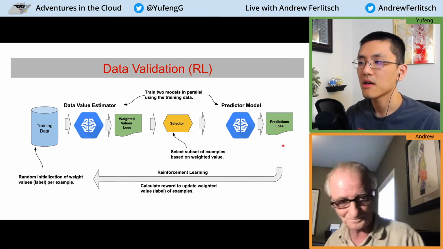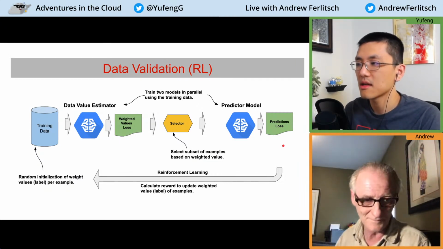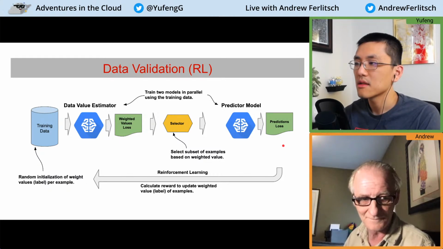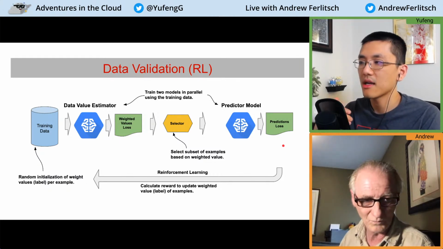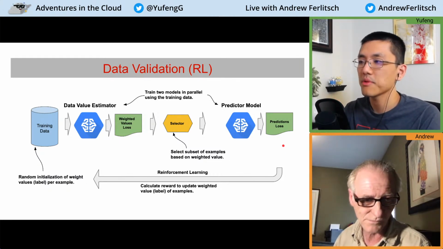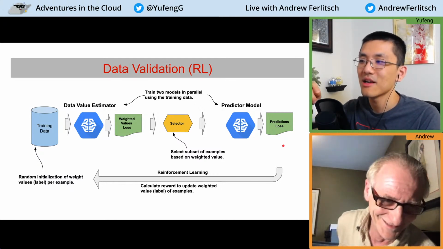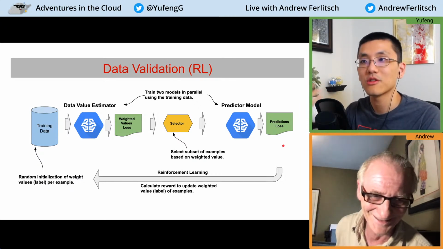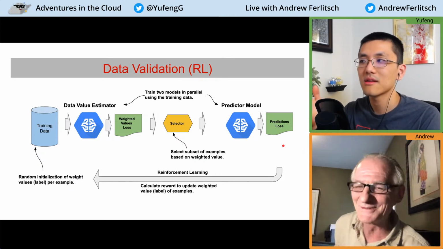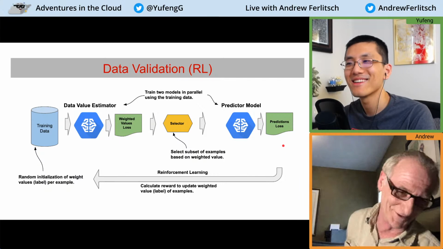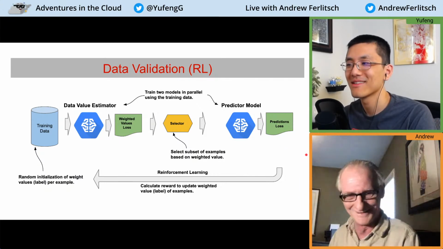A question from Skander Hanachi here. Is this just the idea behind a neural architecture search applied to data validation, as opposed to applying it to the main training part? I would say no. And we have a slide on neural structured learning.